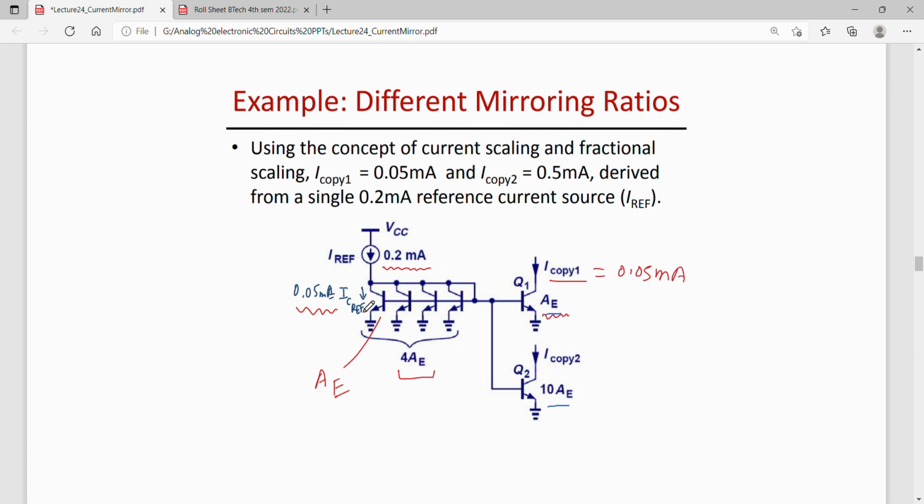Okay. Now let us say that this transistor Q2 has an area of 10 AE. Okay. So I copy 2 will be equal to 10 times this IC ref, that is 10 multiplied by 0.05, which is 0.5 milliamperes.